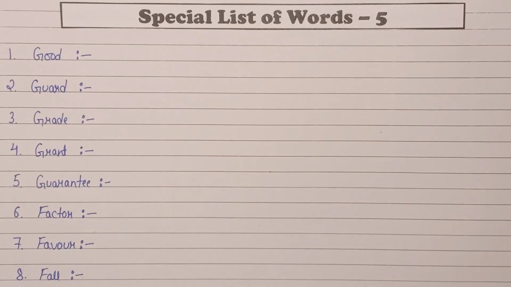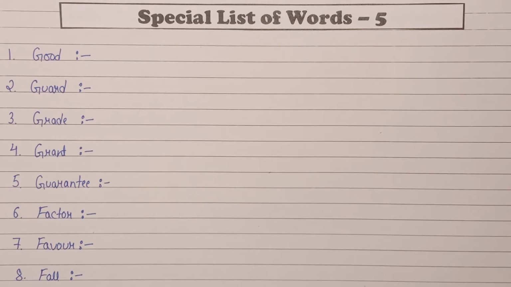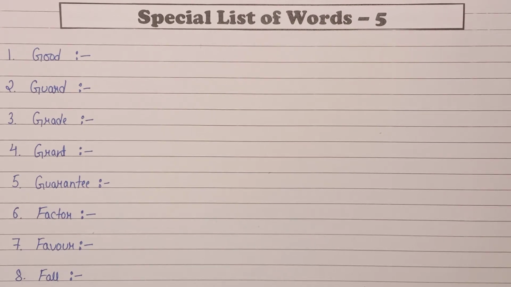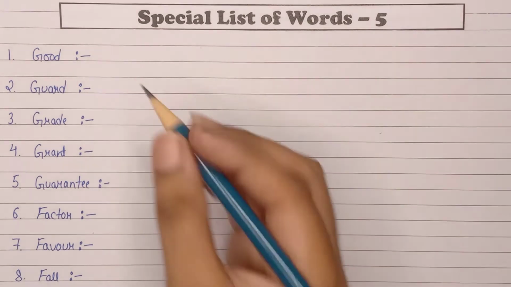Special list of words 5. In previous classes, we already did the 4 parts of the special list of words. I hope you all have done the practice of all the special lists of words. Now, in today's class, we are starting the 5th list of special list of words. So, let's start. First word is good.